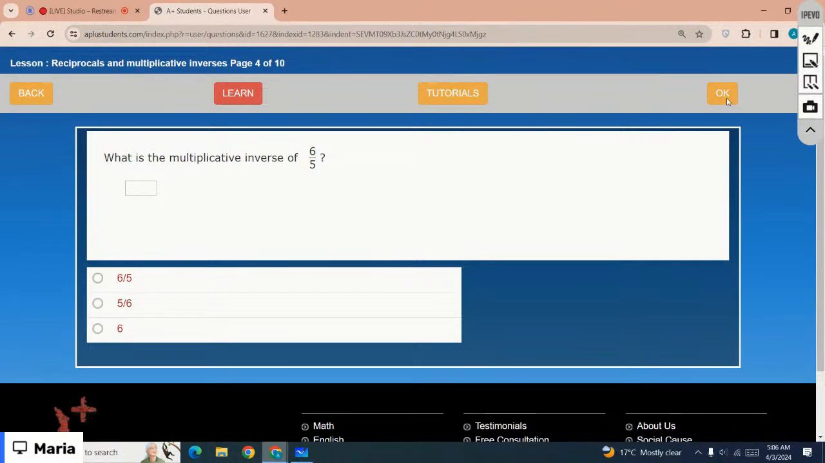What is the multiplicative inverse of 6 over 5? The correct option is 5 over 6. It is option number 2, right? Simply switch the numerator and the denominator. So option number 2 is the correct option.